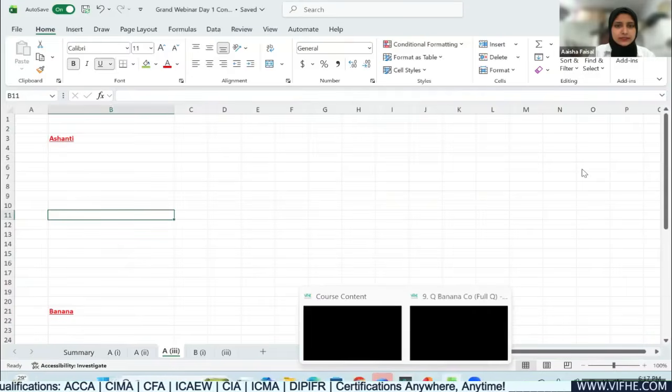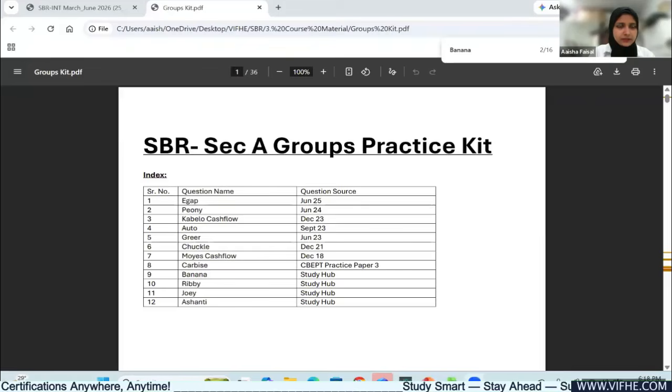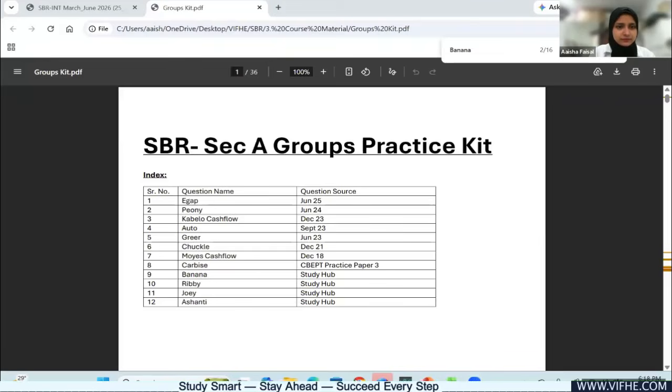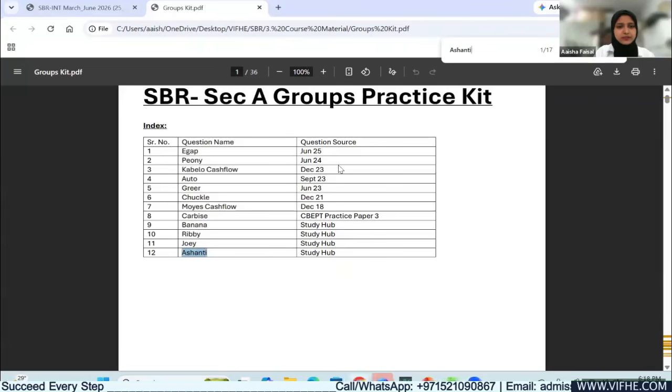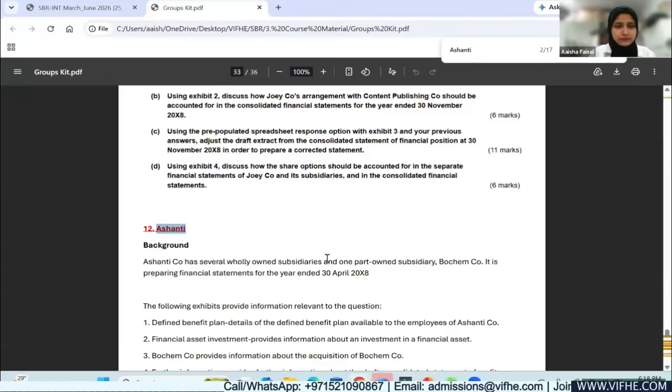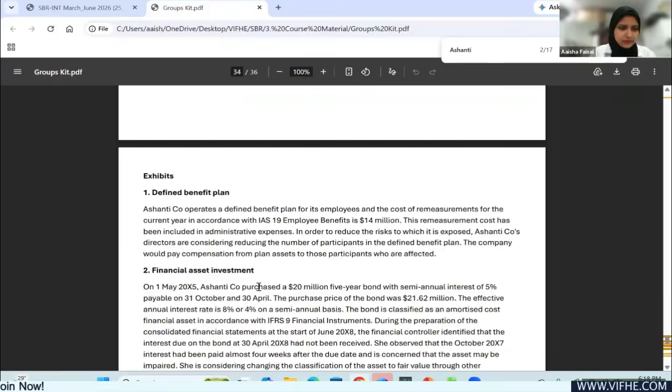I'll probably need our study text here, section C kit now. Okay. So I'm going to go to Ashanti. Ashanti is the last question on this. Ashanti was, by the way, a PL question. So you have defined benefit, financial asset investments, Bookham acquisition. There is a disposal, once again, defined financial asset can provide some further information. Equity investment. Let me just browse through it quickly.